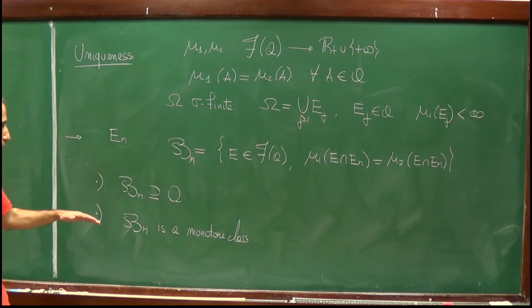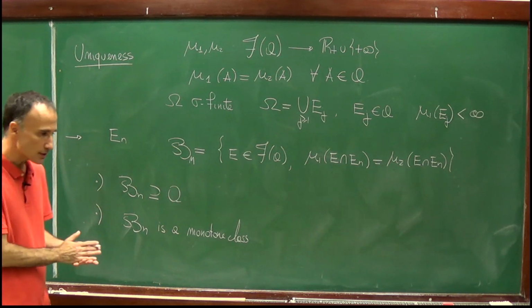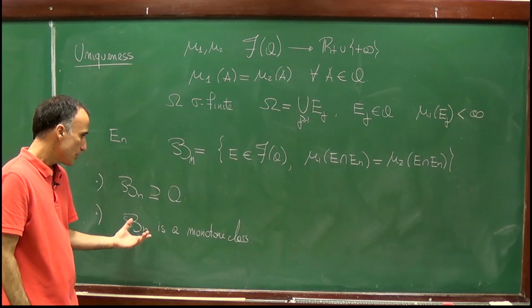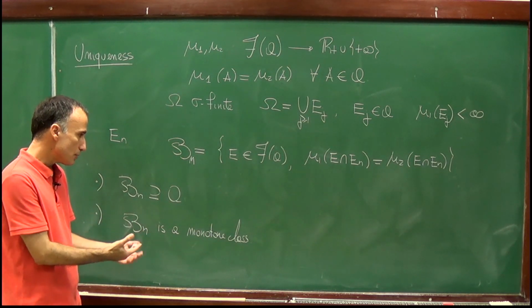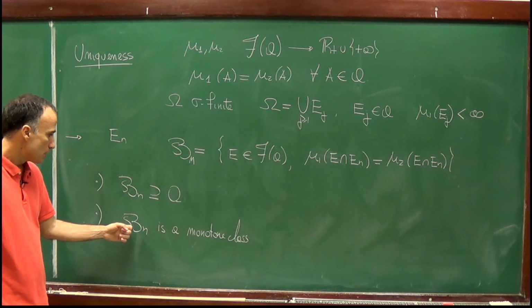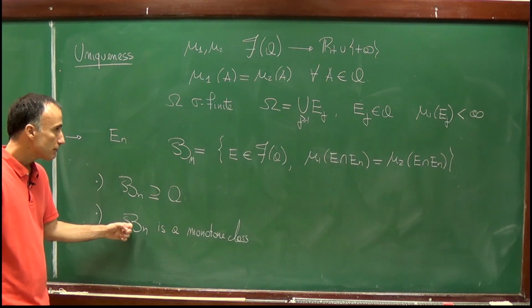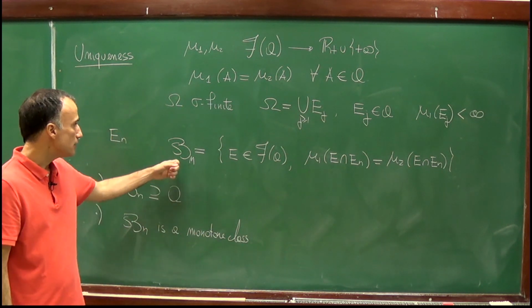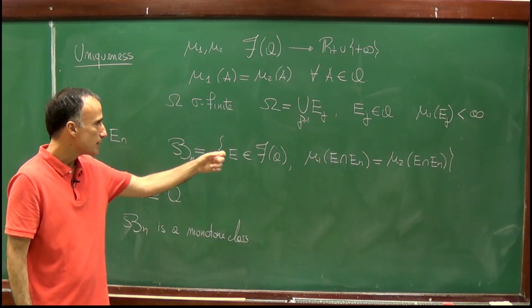Here is the power of the lemma I just stated. And I wanted to state this lemma here inside these lectures to show the importance and the usefulness of this result. So it's very easy to show that Bn is a monotone class, and it's very difficult to show that Bn is a sigma algebra.